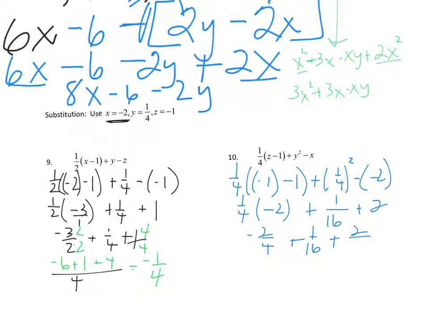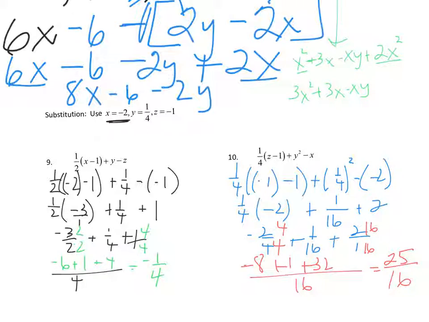We're going to need a common denominator again here. So common denominator is going to be a 16. So this one needs to be multiplied by 4. So we've got negative 8 plus 1. And this one needs a 32. So plus 32. So this one is negative 7 plus 32 is going to be 25 over 16.